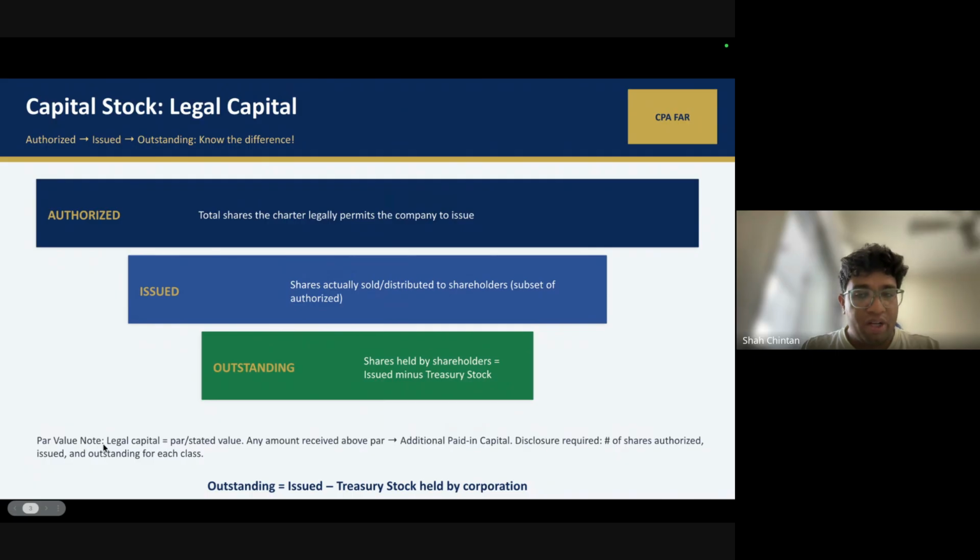Now there is a note here. Let's quickly see what the note is. Capital is always recorded at par value. If you receive any amount above the par, APIC is created. What sort of disclosure is required? What is the number of shares authorized? What is the number of shares issued? And what is the number of shares which are outstanding for each class of shares?